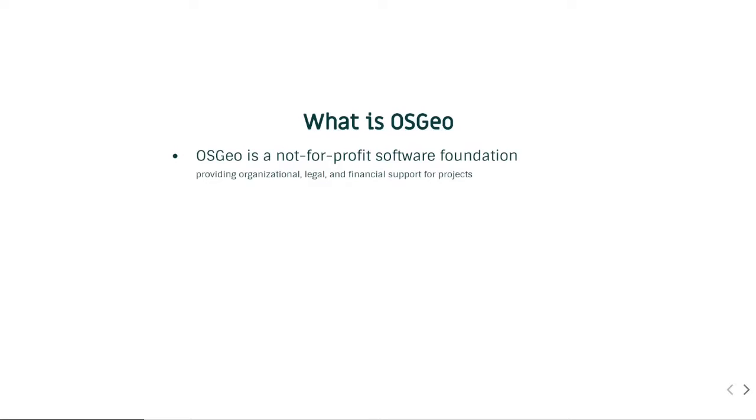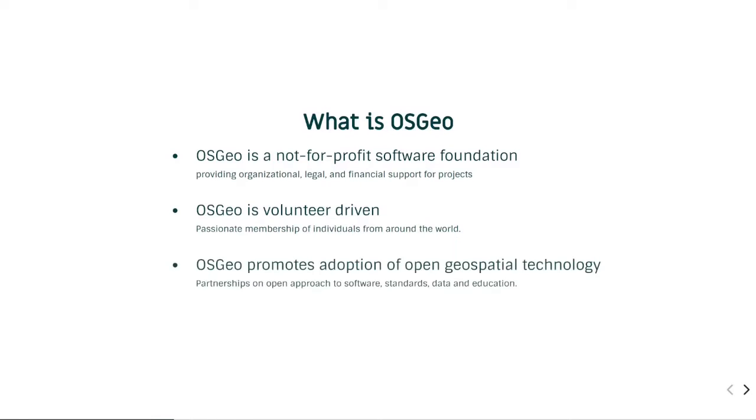OSGeo is a not-for-profit software foundation, providing organizational, legal, and financial support to projects. OSGeo is volunteer-driven, with a passionate membership all across the world. No matter your background, you don't need to be technical to participate in the OSGeo community or projects as well, and it's volunteer run. There is no staff. It's not a company that is making money from this software. It's a foundation. You can compare OSGeo to the OpenStreetMap Foundation as well.